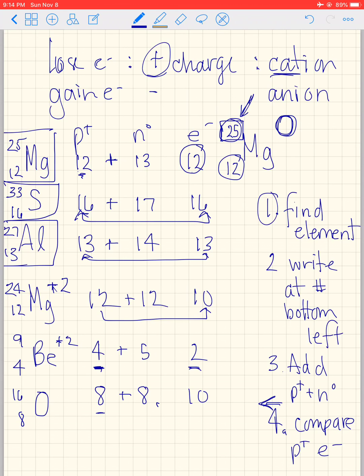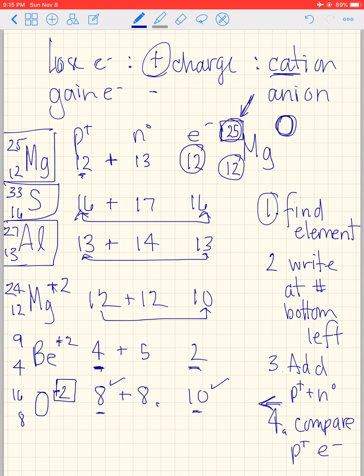I look at my protons and my electrons, and because they're not the same number, I do have to write something in this upper right area. I ask myself, what is there more of? Are there more protons or are there more electrons? Obviously, you can see that there are more electrons. Electrons are negative, so I know that my overall charge is going to be a negative charge. Now I have to identify negative by how much. There are 2 more electrons than there are protons, so it's going to be a negative 2 charge.